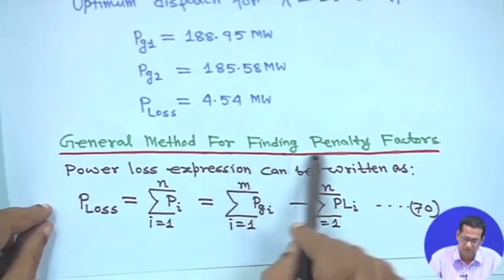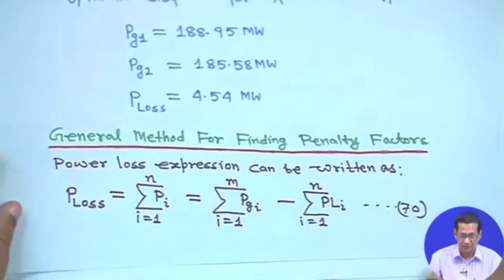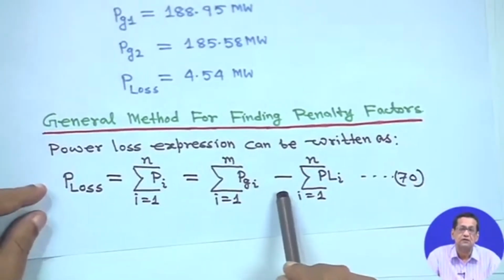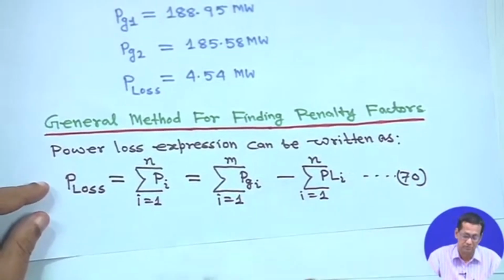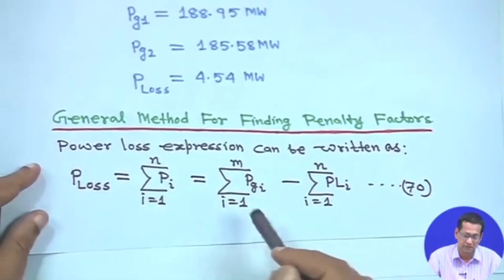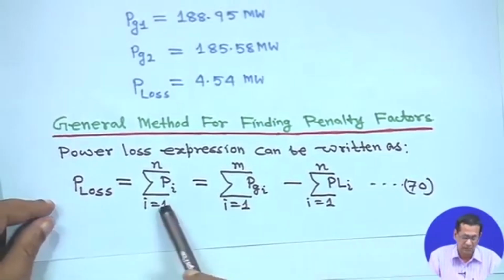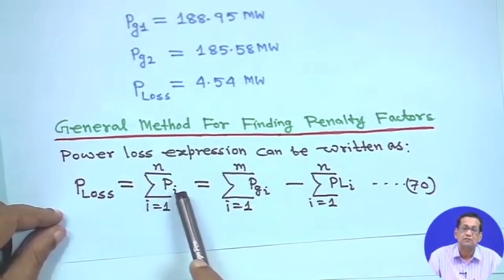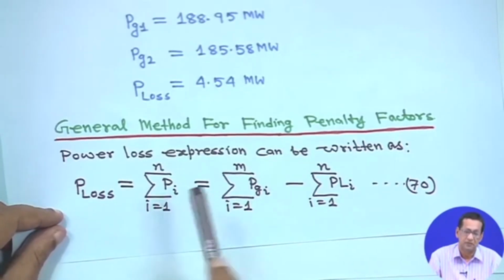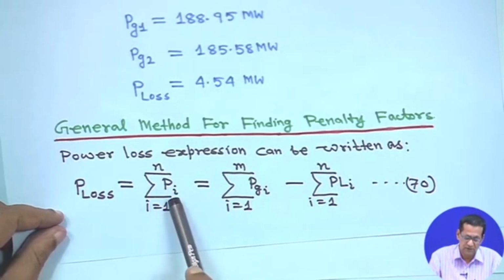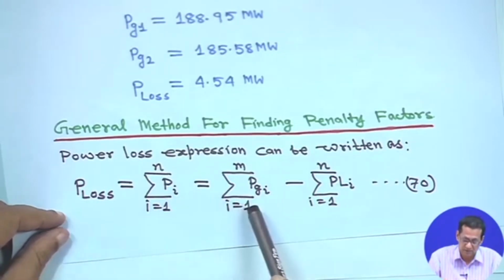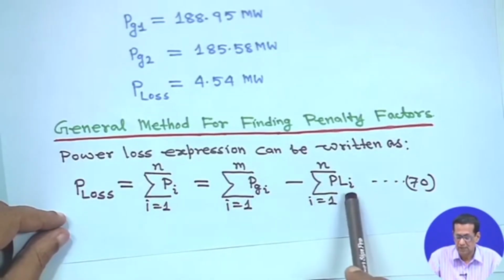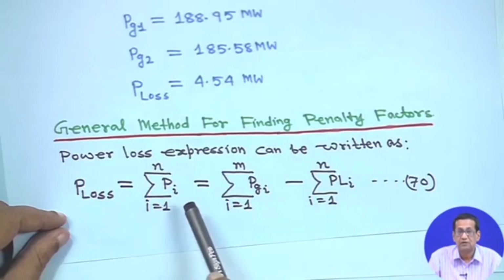Now, the general method for finding penalty factors. Although the expressions seem to be big, we will take a small example to demonstrate this mathematical application. Earlier I told you that power loss is the sum of the power injected at every bus bar. So, it is the sum from i equal to 1 to n of P i, which is equal to the sum from i equal to 1 to m of P g i minus the sum from i equal to 1 to n of P l i. So, this is your power loss formula.